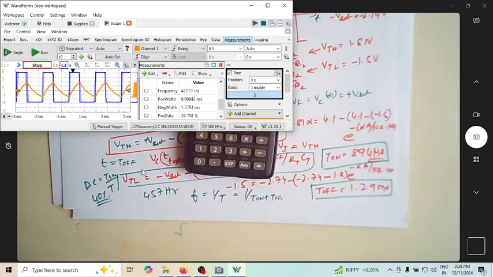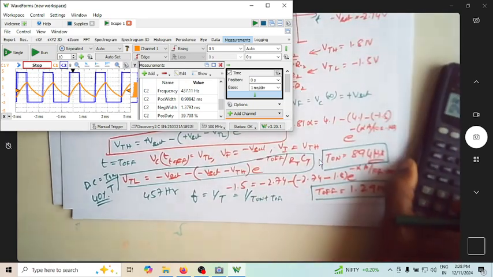So this is the frequency 457 which is there. Where is the... okay, you are almost there. This is 437 kilohertz, so this is very close to this, and the duty cycle is 39.70. We are supposed to get 40%. So this way we are able to verify the values.